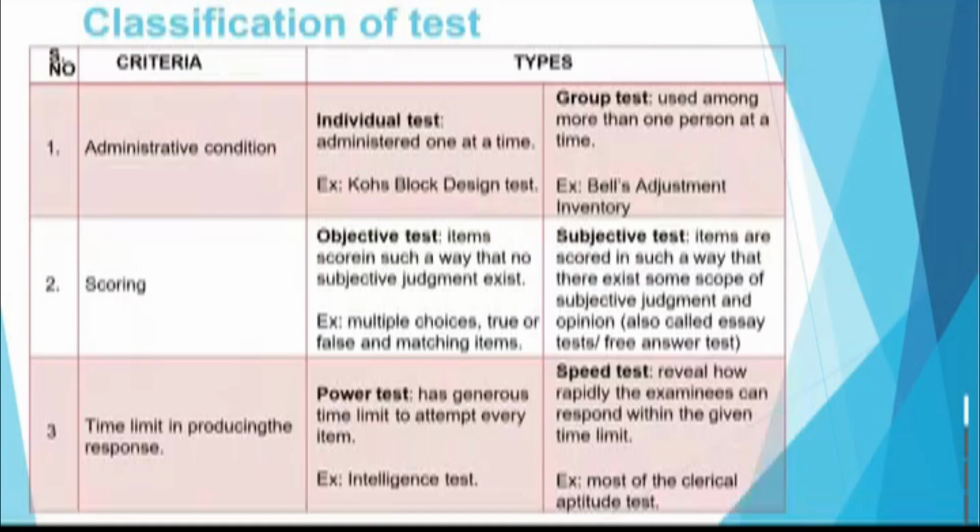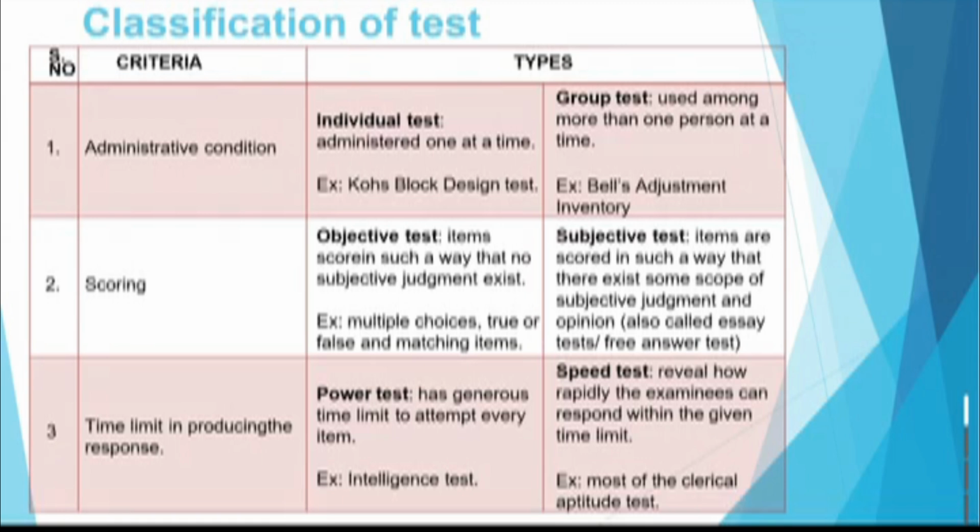Yeah. This is the macro classification of a test. This can be referred to on pages 215 and 216. Administrative condition, I've just reproduced it as it is in the text. Administrative condition, that is, either you can do an individual test or a group test. An individual test is where a particular person is tested for a particular behavior at a particular point of time. This is an individual test.